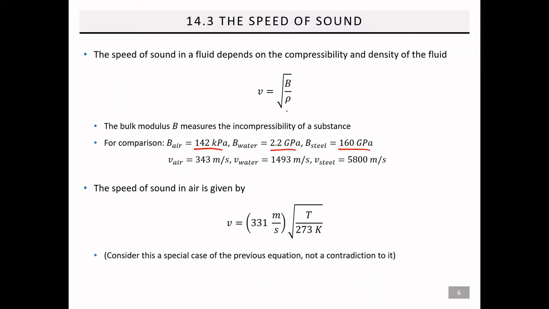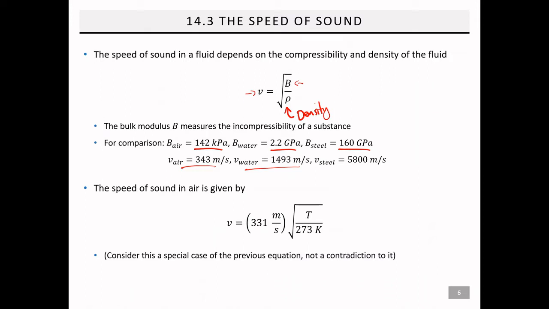Rho is the density of the substance. And from this formula, you can actually see that if a substance is more incompressible, then it will have a higher velocity. Since B is in the numerator, a larger B will result in a larger velocity. So water, for instance, has a higher incompressibility than air, so the speed of sound in water is significantly higher than the speed of sound in air.